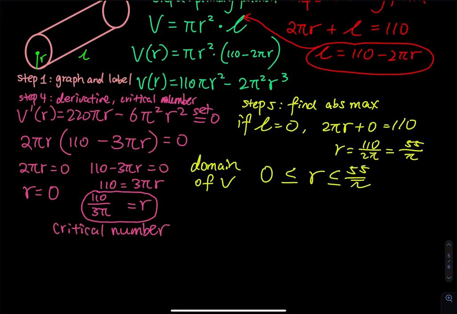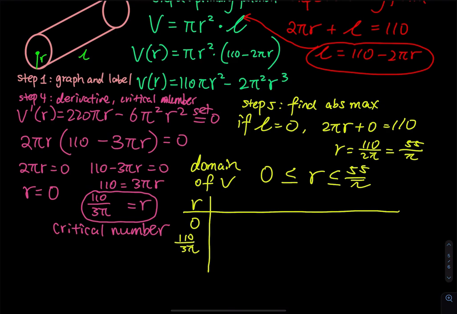All right, so let's do the work. So let's sketch a table, and then r, and then we have 0, and then 110 divided by 3 pi, and the maximum is 55 divided by pi, right? So when r is equal to 0, what is v of 0? So the volume function, where is the volume function? The volume function is right over here.